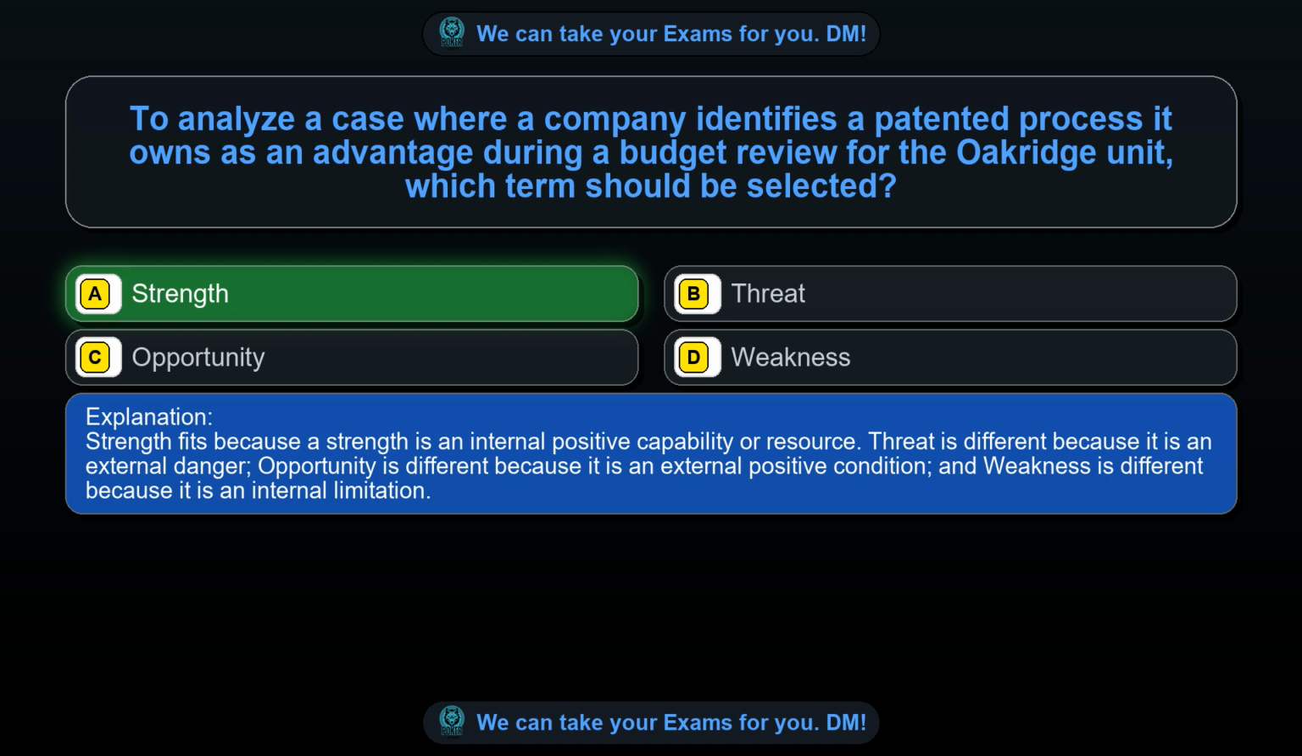Threat is different because it is an external danger, opportunity is different because it is an external positive condition, and weakness is different because it is an internal limitation.